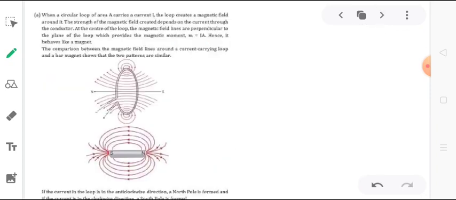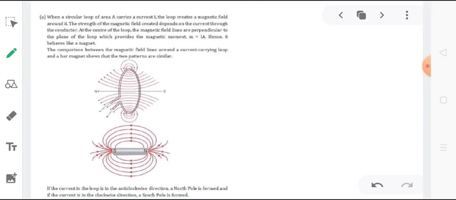So when a circular loop of area A carries a current I, the loop creates a magnetic field around it, and the strength of the magnetic field created depends on the current through the conductor. At the center of the loop, the magnetic field lines are perpendicular to the plane of the loop, which provides the magnetic moment M equal to I into A. Hence, it behaves like a magnet. Now, if we compare the magnetic field lines around a current carrying loop and a bar magnet, we find that the two patterns are similar.